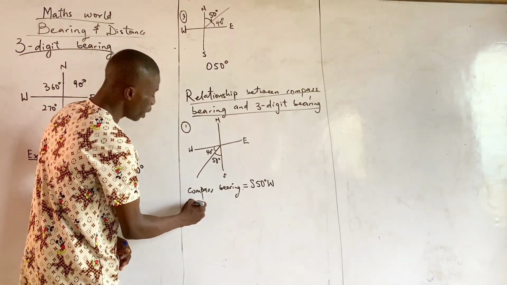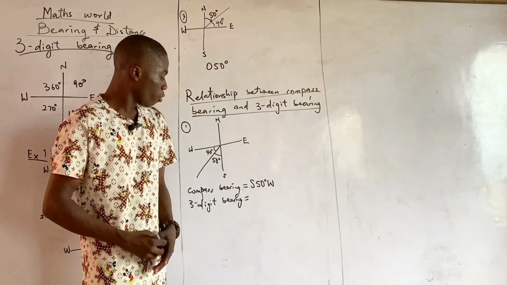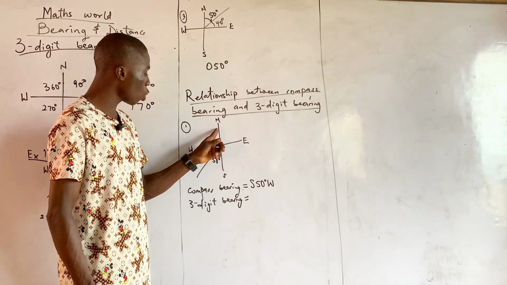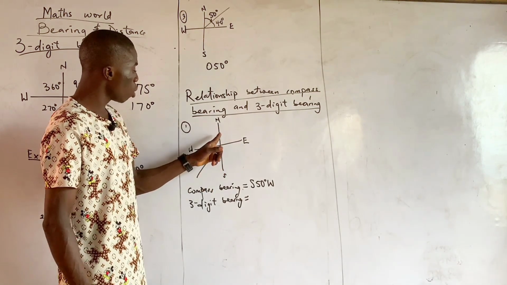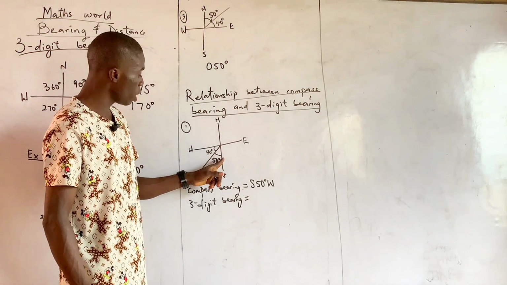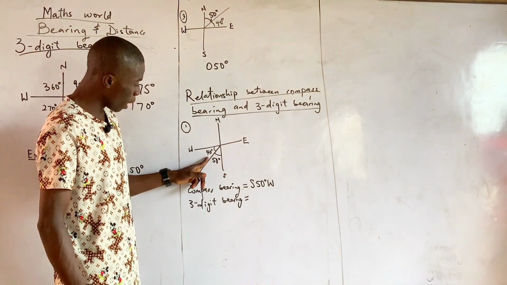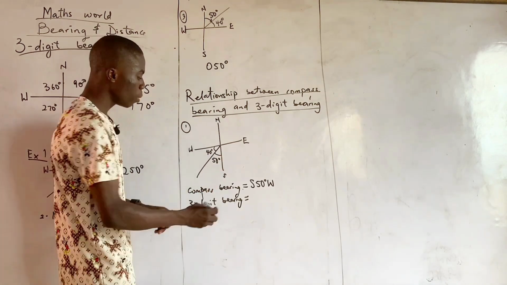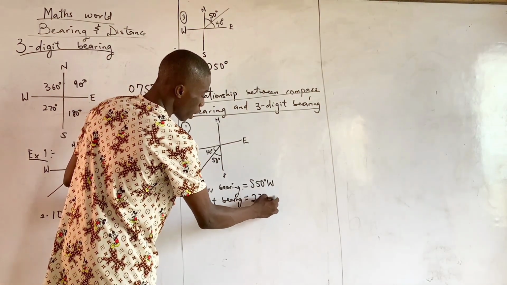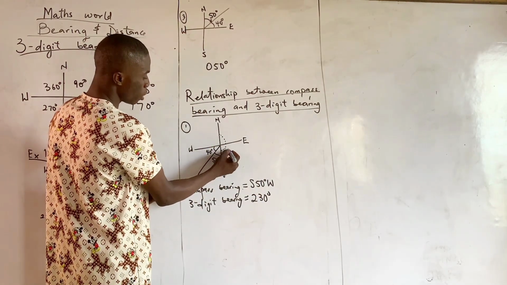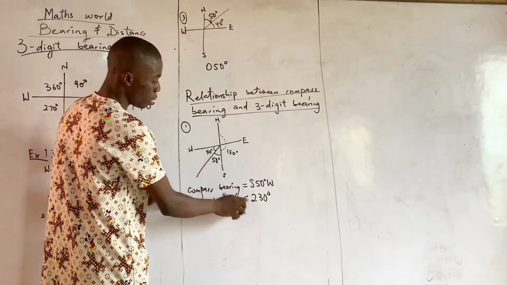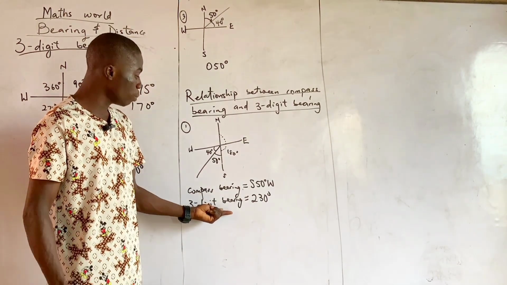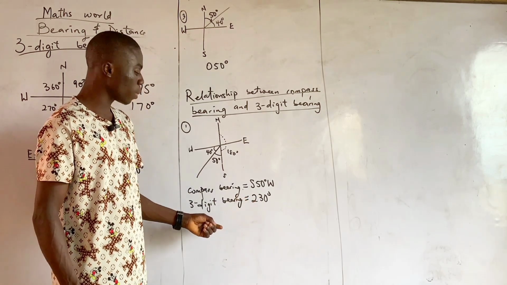Let's check 3-digit bearing. For 3-digit bearing, remember it has only one starting point, which is north. So we are starting from north to this line that was drawn. From here to here is 90, to here is 180. So if this place is 180, 180 plus 50 will be what? 180 plus 50 is 230. You can actually calculate that from here to here is 180 degrees, so 180 plus this 50 is 230 degrees. So this is your 3-digit bearing. That is the relationship between 3-digit bearing and compass bearing.